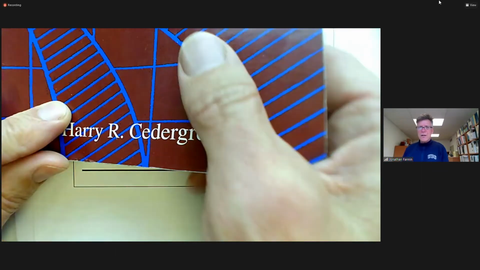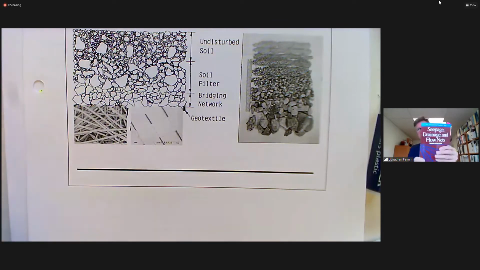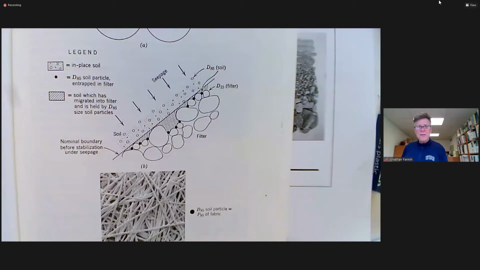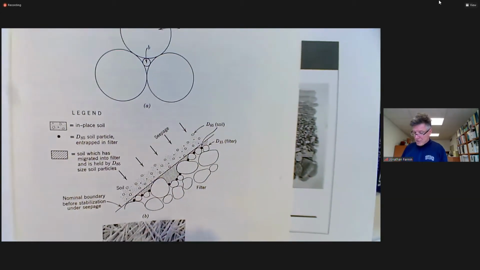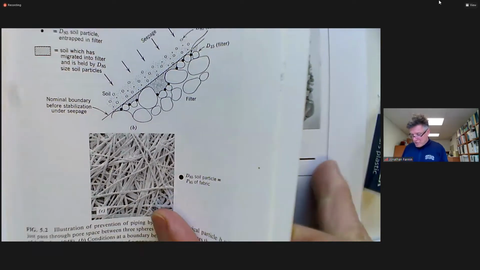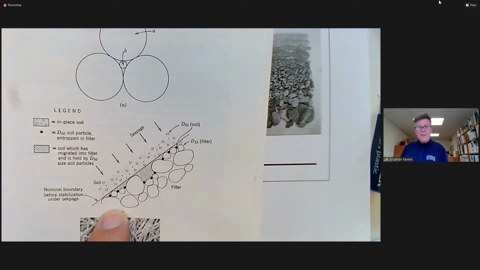But if I go to Cedergren's book, I think I mentioned this earlier to you, but Cedergren's book, absolutely fantastic book, Seepage, Drainage, and Flow Nets. If there isn't a copy of this in your office, go and make sure one is obtained. And look at this image, which is an image from Cedergren for granular filters. He makes a couple of comments, ironically, way back then about geotextile filters. But here's the image of a granular filter.